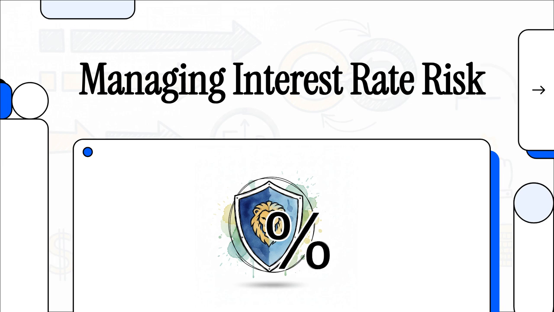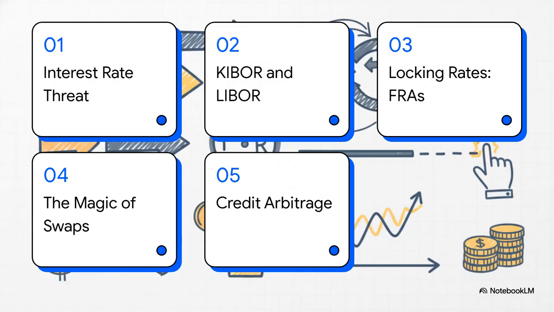Today, we're looking at exactly how organizations manage interest rate risk using two incredibly powerful tools: forward rate agreements and interest rate swaps. So, here's our roadmap for today. We're going to cover the interest rate threat, benchmarks like KIBOR and LIBOR, locking in rates with FRAs, the absolute magic of swaps, and we'll finish up with credit arbitrage. Let's get to it. Part 1.